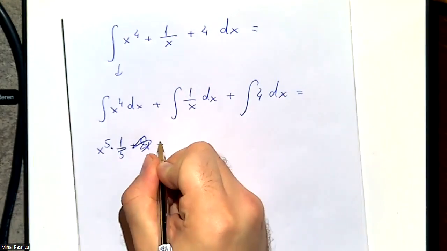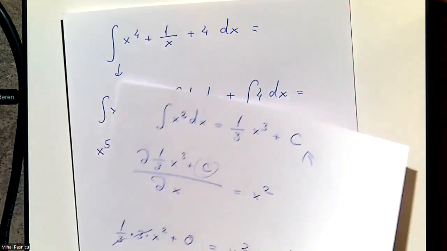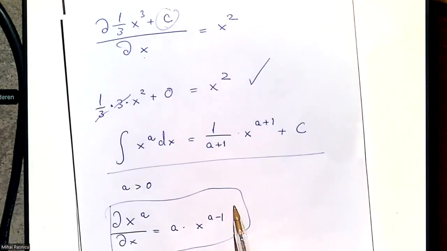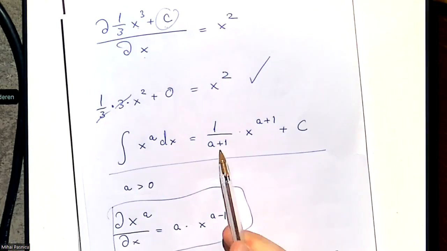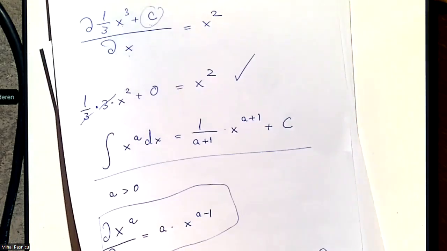Now, I threw a curveball here. What is 1 over x? It's not going to work with this formula. So you've got to think about it. It's not going to work with this one because you would get a minus 1, so you get 1 over 0, which in real numbers does not exist. I know in limits it exists, but in real numbers it doesn't.